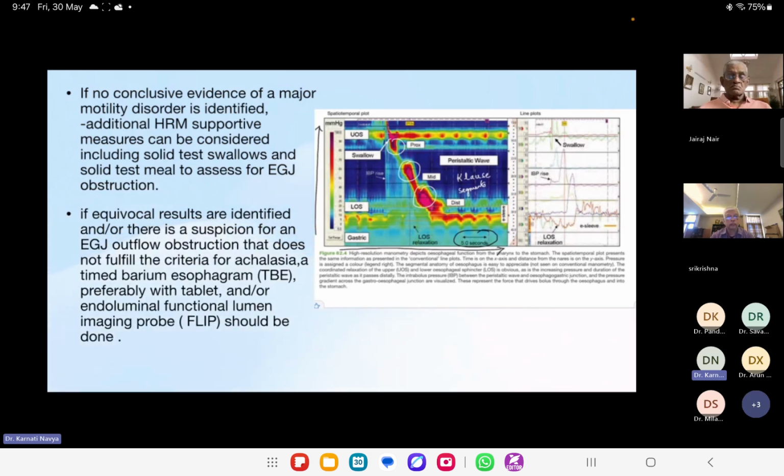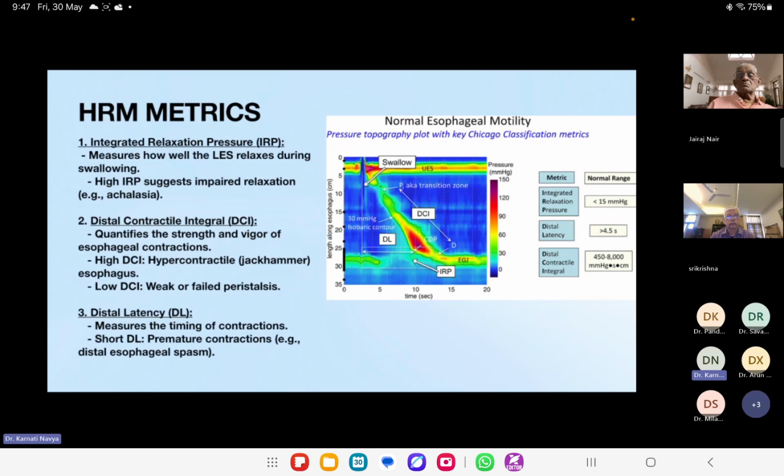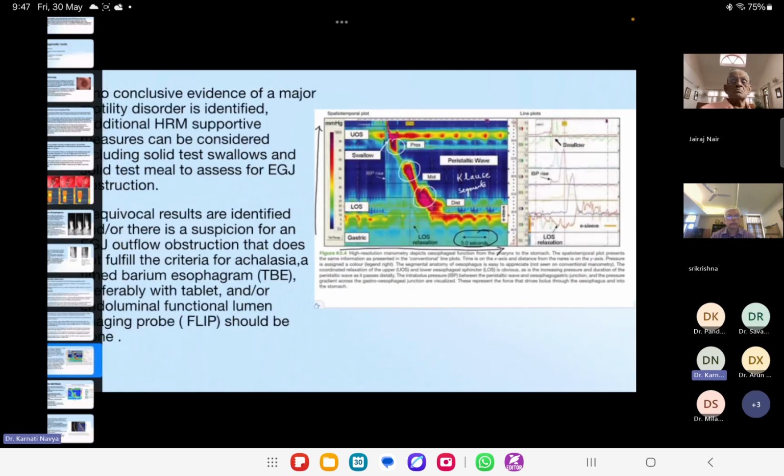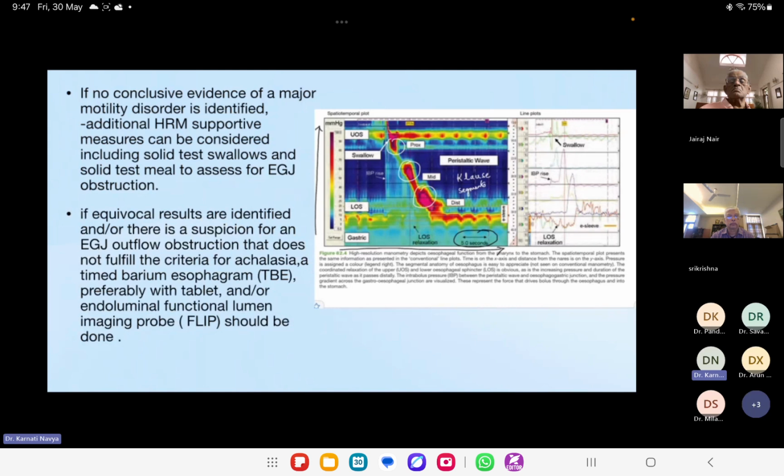On the right side, this is a picture of a high resolution manometer. On the y-axis on the left side is the pressure and the length of the esophagus. On the x-axis is the timing of the swallowing, the time axis basically.